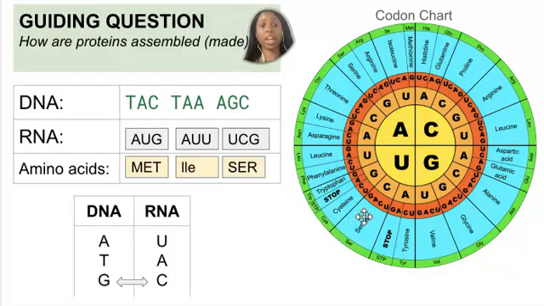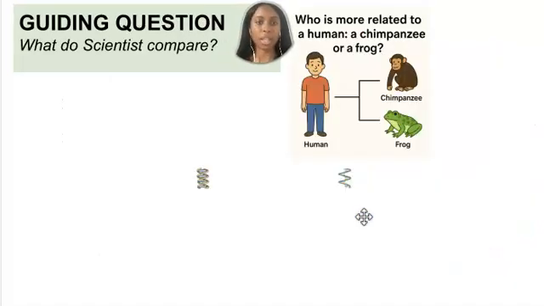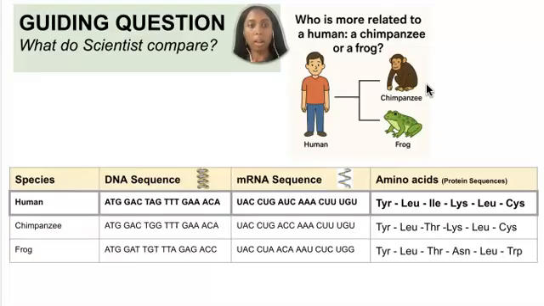So now we've learned how to use both codon charts. Let's talk about what scientists compare. I want you to think about this pondering question. Who is more related to a human, a chimpanzee or a frog? You may guess, just based on your prior knowledge, that it's a chimpanzee. But how do we know that for certain? We know that for certain as scientists if we look at the DNA.